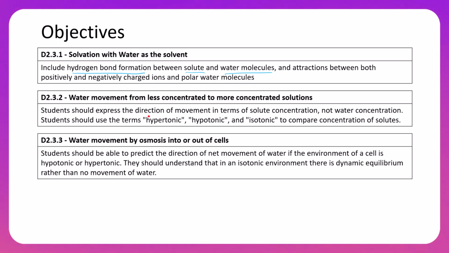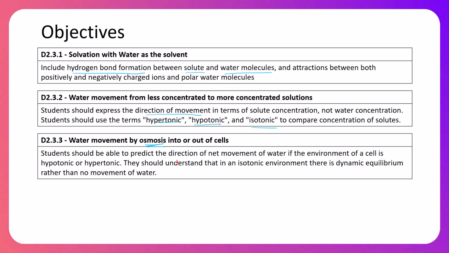Specifically, students should express the direction of movement in terms of solute concentration, not the water concentration. Students should use the terms hypertonic, hypotonic, and isotonic to compare concentrations of solutes. D2.3.3 is water movement by osmosis into or out of the cell. It can happen in both directions.